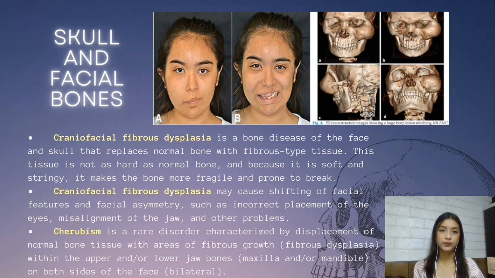The patient with fibrous dysplasia involving the jaw and cranial base, as we can see in her jaw, is not perfectly aligned or normal. It happens within the upper and or lower jaw bones, the maxilla and mandible, or on both sides of the face.